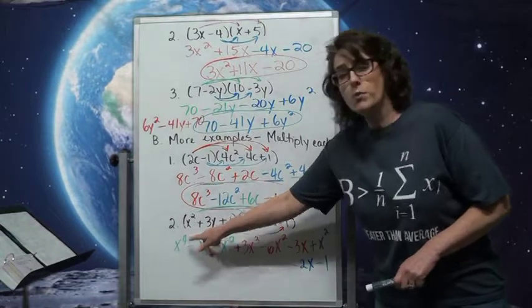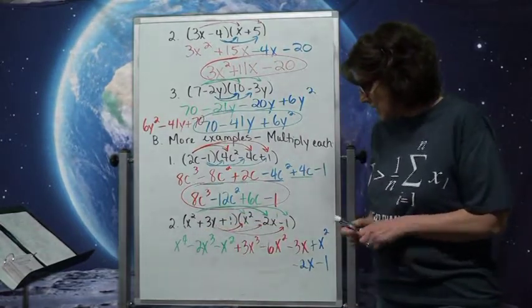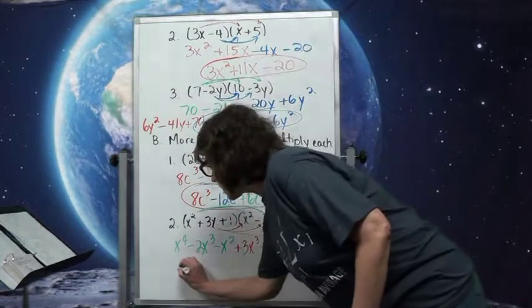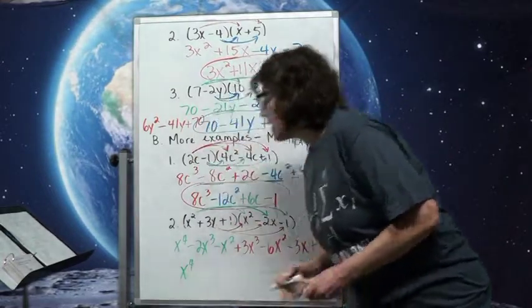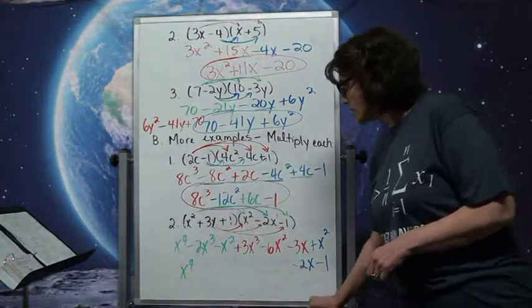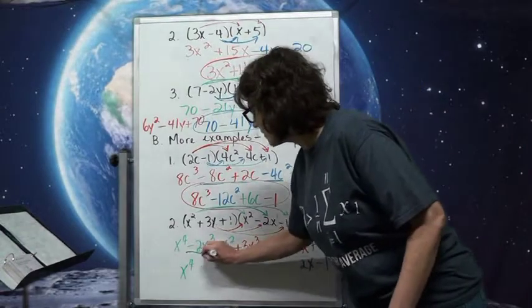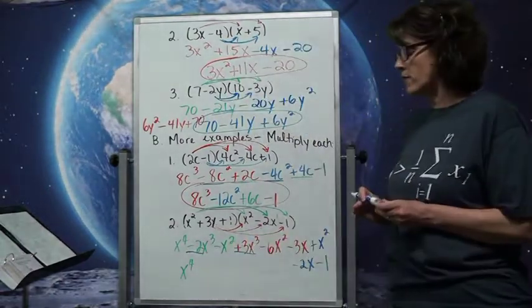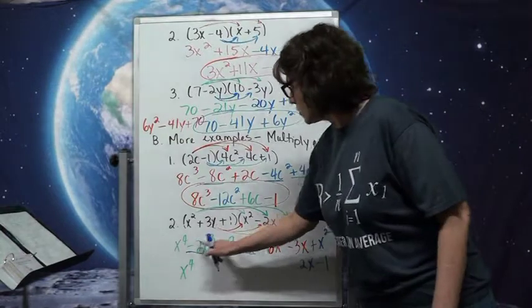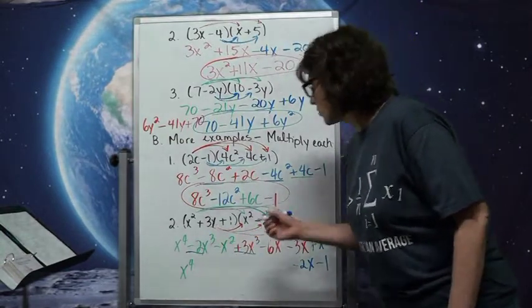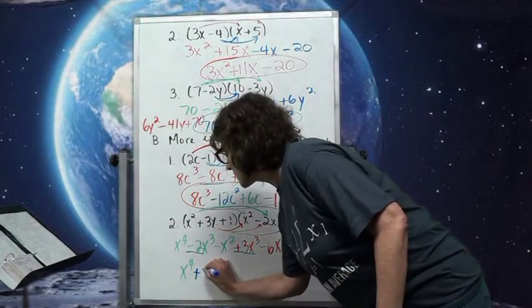So x to the fourth power is the highest power that I see. And I don't see any other x to the fourths. So I'll just carry that down as an x to the fourth. Now working in descending order, I see an x to the third right here. And there's another x to the third right there. And that's all of them that I see. So I have a negative 2x to the third plus a 3x to the third. And that will give me a 1x to the third.